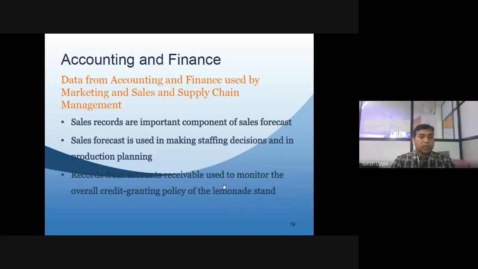Records from accounts receivable are used to monitor the overall credit granting policy of the lemonade stand. So here what it says is that whatever amount is receivable to the organization will decide the overall credit granting policy. If the organization is giving credit, how much can be given is based on how much is owed to that particular organization.